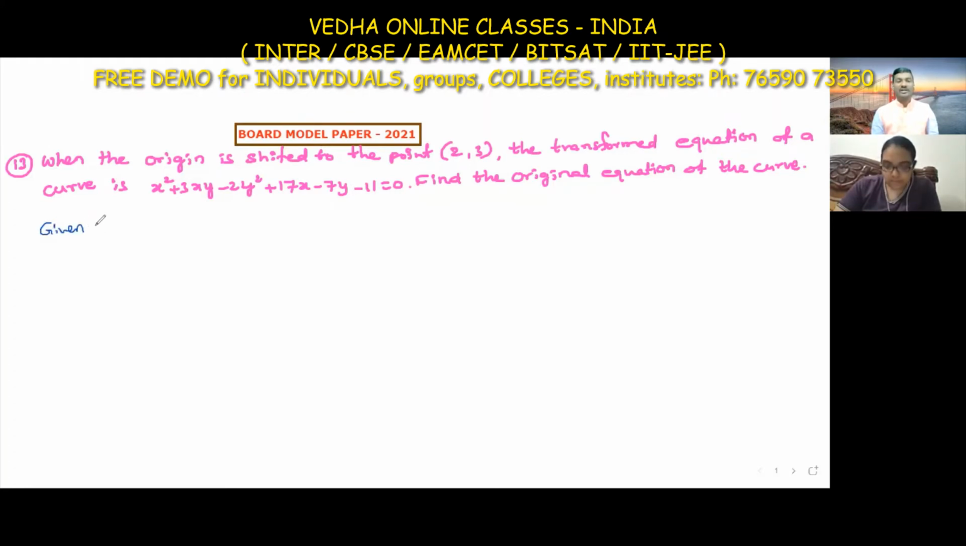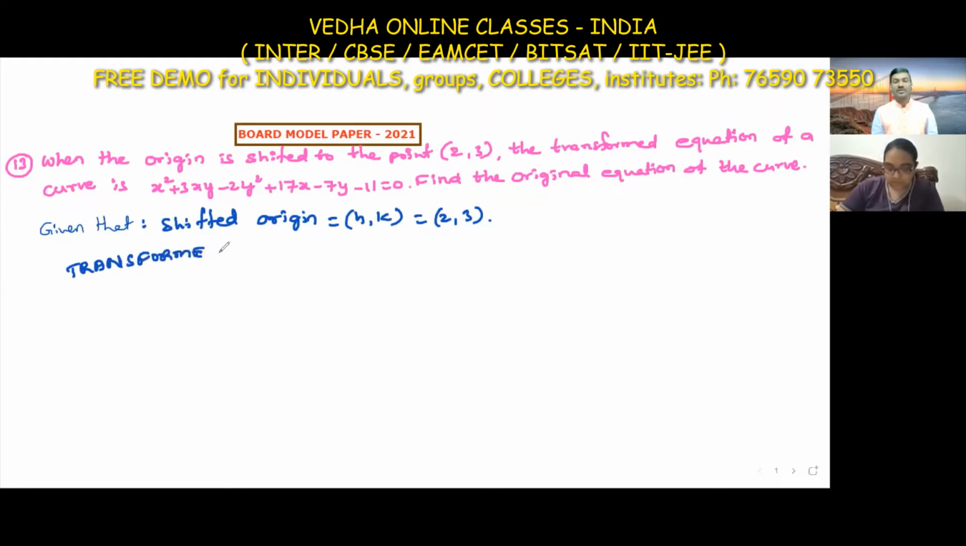So what is the given data here? The shifted origin is given as h comma k. This h comma k value is 2 comma 3, and the transformed equation of the curve is given.